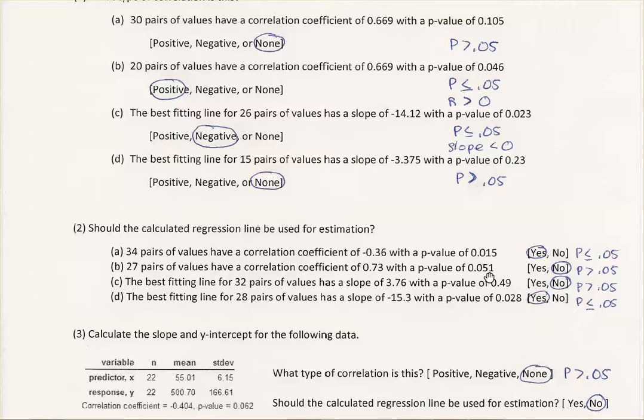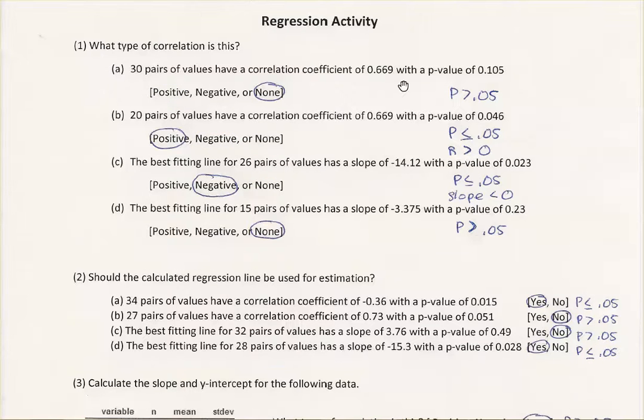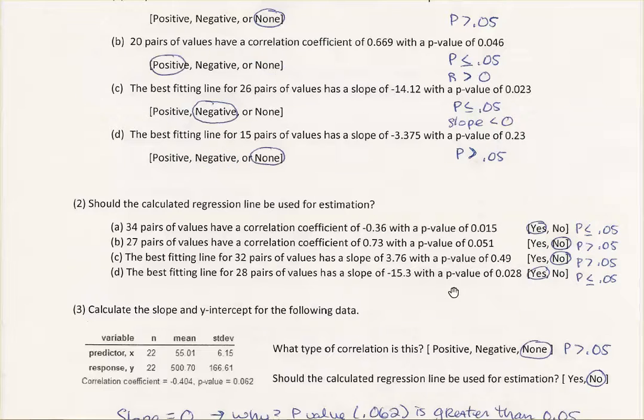0.051, is that less than 0.05? No. P-value of 0.49, is that less than 0.05? No. P-value of 0.028, it is less than. So yes, no, no, yes. That's all you have to do, just look at these p-values and decide if it's less than 0.05. So hopefully the quiz with these questions should be really quick, easy, and a great score for you.